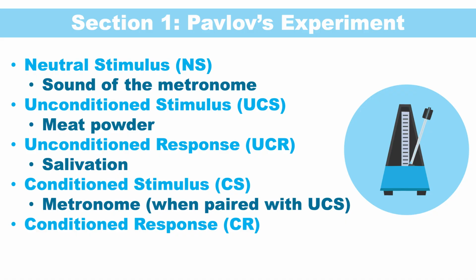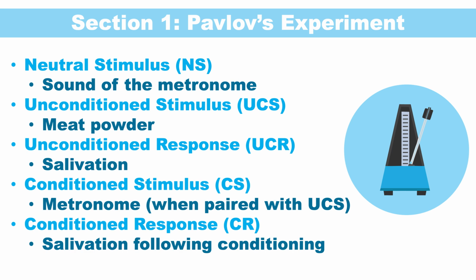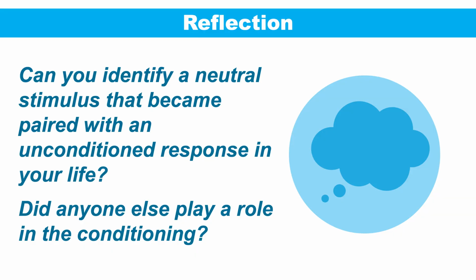After repeatedly pairing the metronome, or the NS, with the meat powder, the UCS, the metronome became a conditioned stimulus. Eventually, the metronome alone triggered salivation, which has now gone from a UCR, or unconditioned response, to a CR, a conditioned response. Let's do a bit of reflection. Think about your own experiences. Can you identify a neutral stimulus that became meaningful because it was paired with something else?